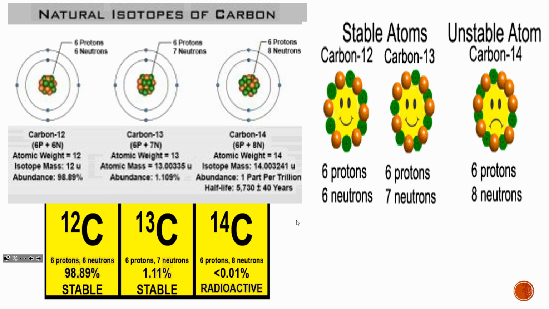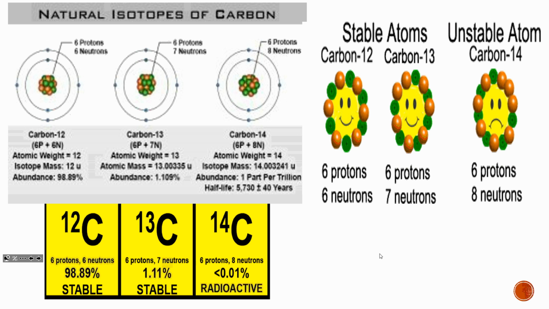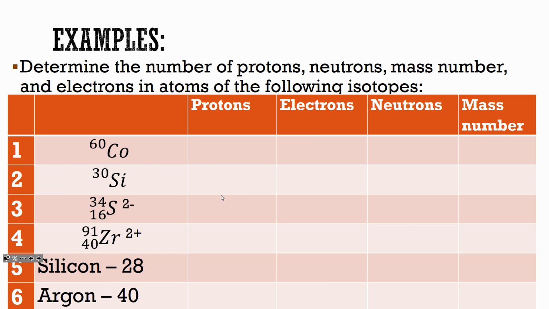And if you look at the overall mass of carbon, if we go back here, it's 12.011. So we have more carbon-12s than we have carbon-13s and 14s. So we have to actually take the mass times the percent plus the mass times the percent plus the mass times the percent to get the number that's on the periodic table. So let's take a minute and look at some examples here where we can quickly find the numbers.